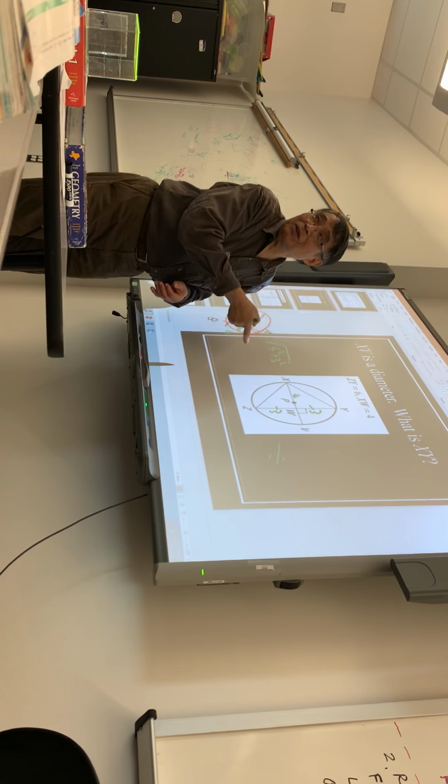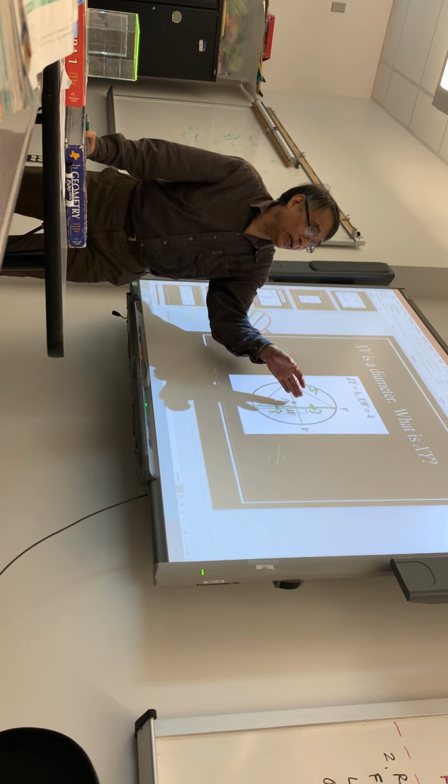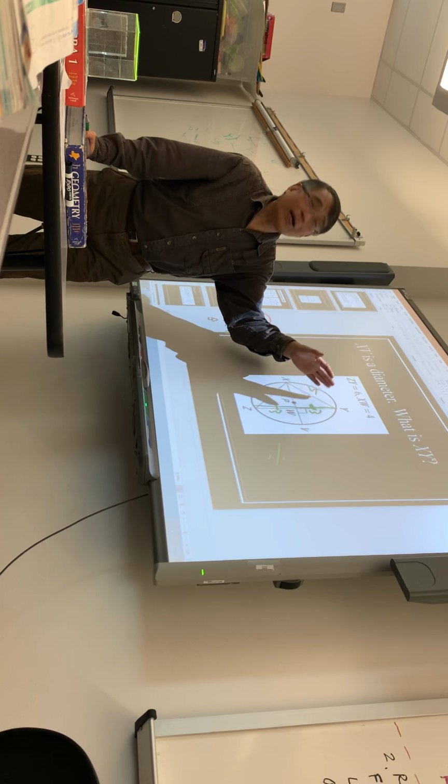Because this is a diameter perpendicular to chord YZ, it must bisect YZ. This is 6, so 3, 3 for each. You understand, please? This is 3, this is 4, a right triangle, 3, 4, 5. 5 is XY. Yes, good. Some questions like this on the quiz.